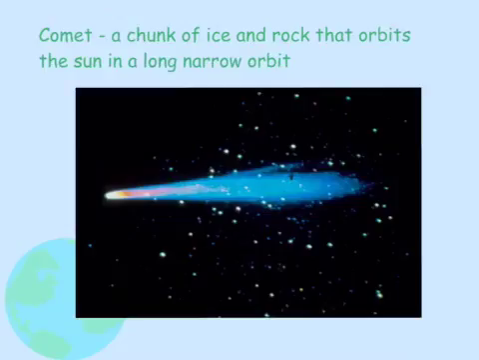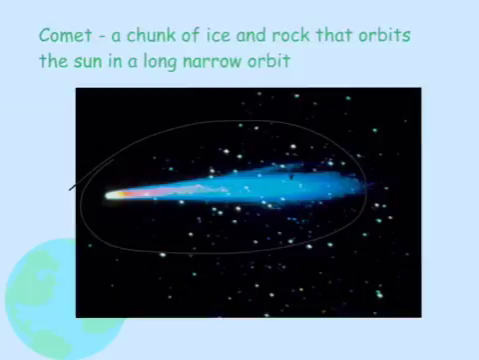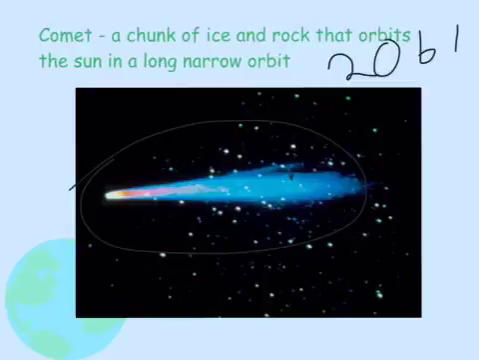Our first word is comet. A comet is a chunk of ice and rock that orbits the sun in a long, narrow orbit. The picture we see here is Halley's Comet. This is one of the most famous comets here on Earth. It visits us about every 75 to 76 years. It's due to visit us again in 2061. So most of you will have a chance to see this comet in July of 2061.